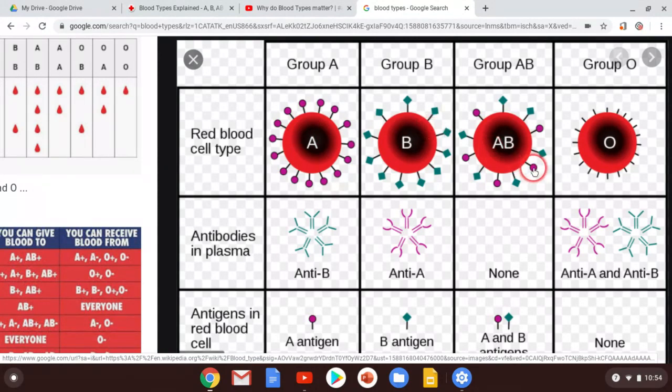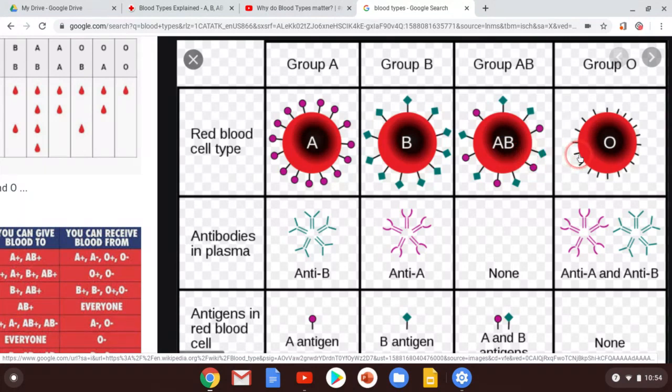Now here's where it gets interesting. If you're a type AB, then that means you don't have any antibodies. So you're not going to kick out any blood. So that means you can receive blood either from A or B because you think A, B are good. And of course you can receive blood from O because they don't even have any antigens. So that's why we call AB the universal recipient, because it can receive blood from any person, either from A, B, or O.